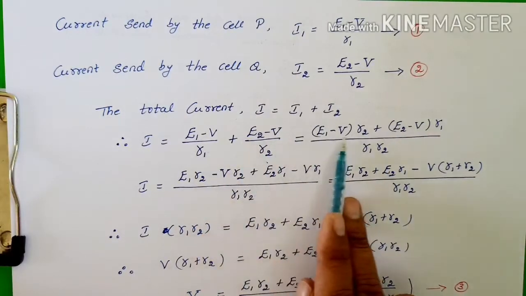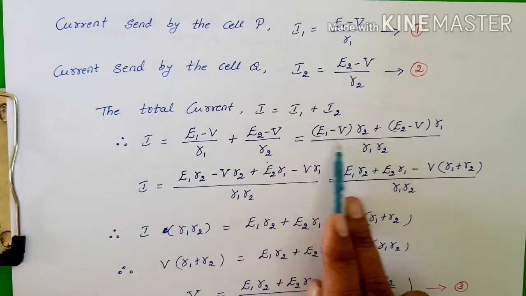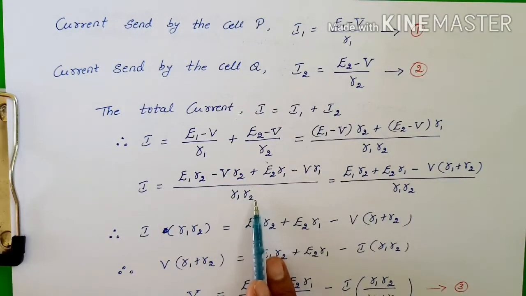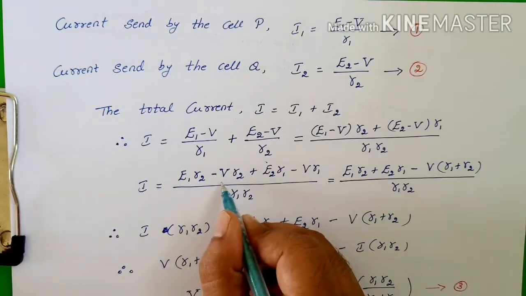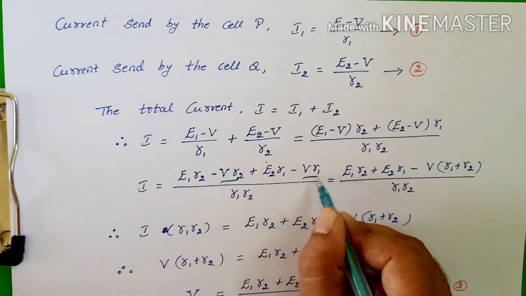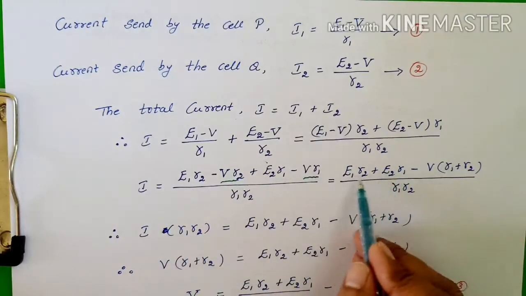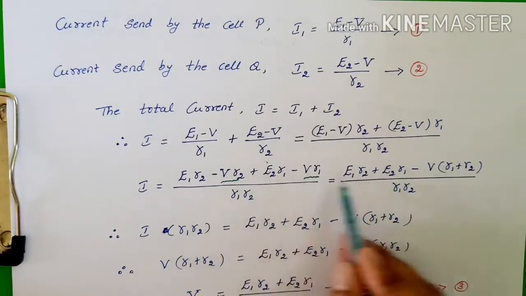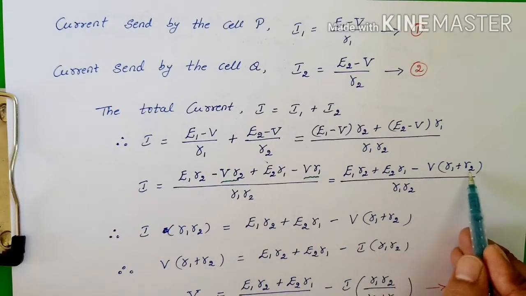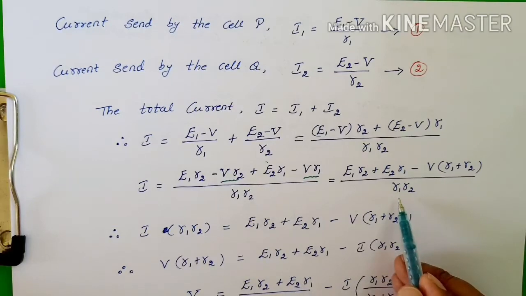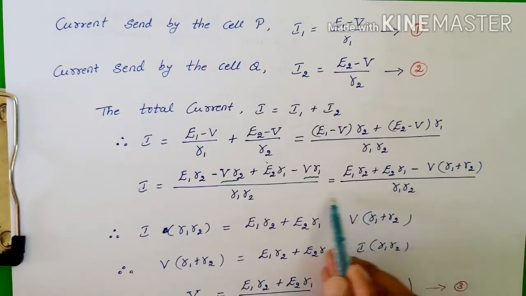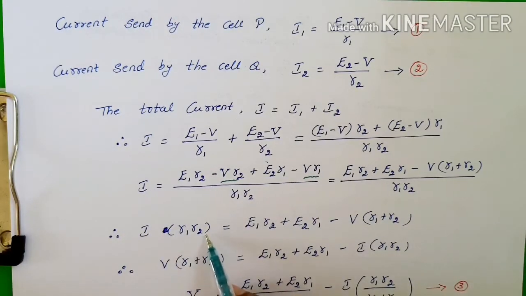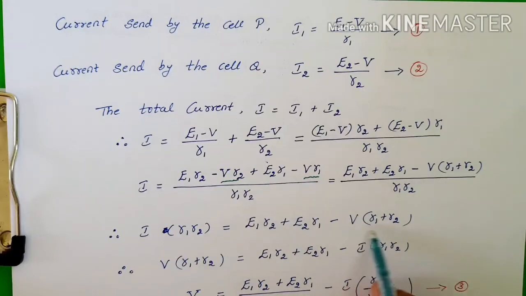Take the cross multiplication or the LCM process, okay? And multiply the terms here. Got it? And take the VR terms to one side and ER terms to one side. I am taking E1 R2 plus E2 R1 minus V as common, then it will become R1 plus R2. Denominator R1 R2. Now multiply this R1 R2 to the left side current, right? It will become I into R1 R2. Then write the numerator as it is.